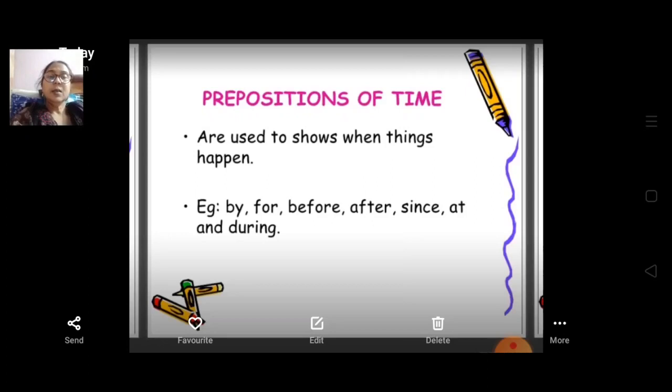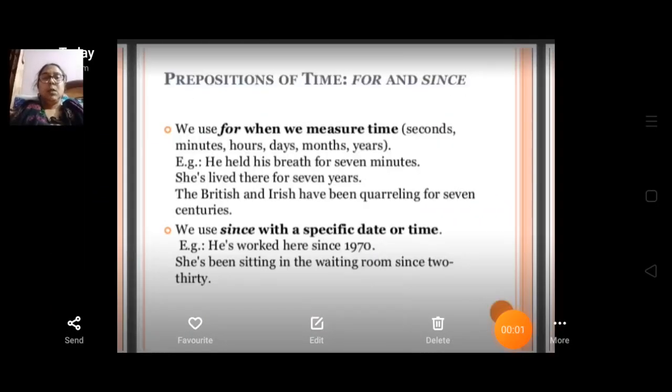She is sleeping since morning. Now here in the sentence, at and since are prepositions of time, and at indicates the exact time, whereas since indicates from one point onwards. So these are the prepositions of time. These prepositions can show the time of an action. Now, prepositions of time: we are talking about for and since, and we have discussed at and since.